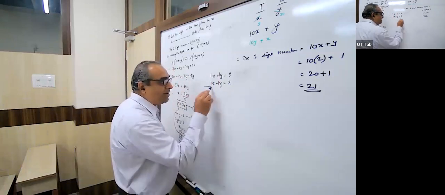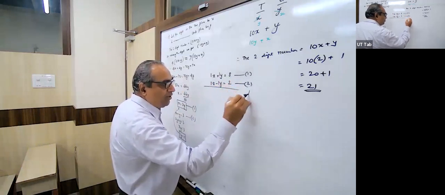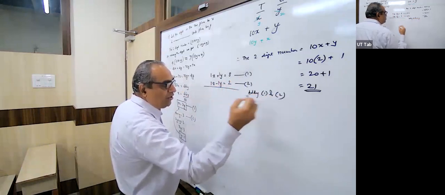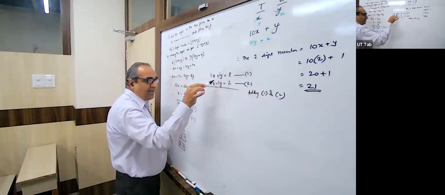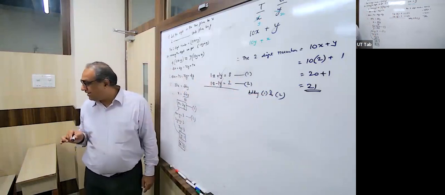So I will write here. I'll call this equation number 1. I'll call this equation number 2, and I will say adding equation 1 and 2. When I add, the signs don't change. Plus 1y and minus 1y will get cancelled.